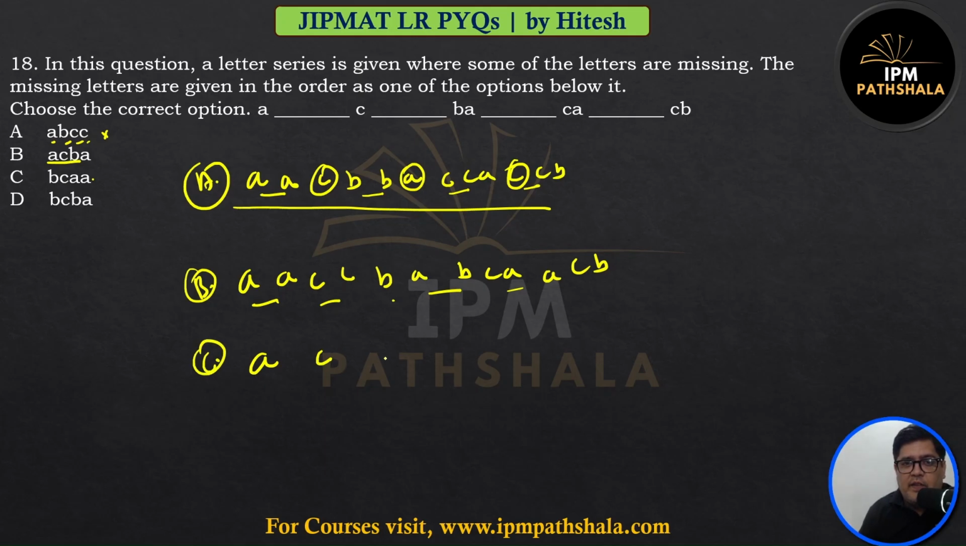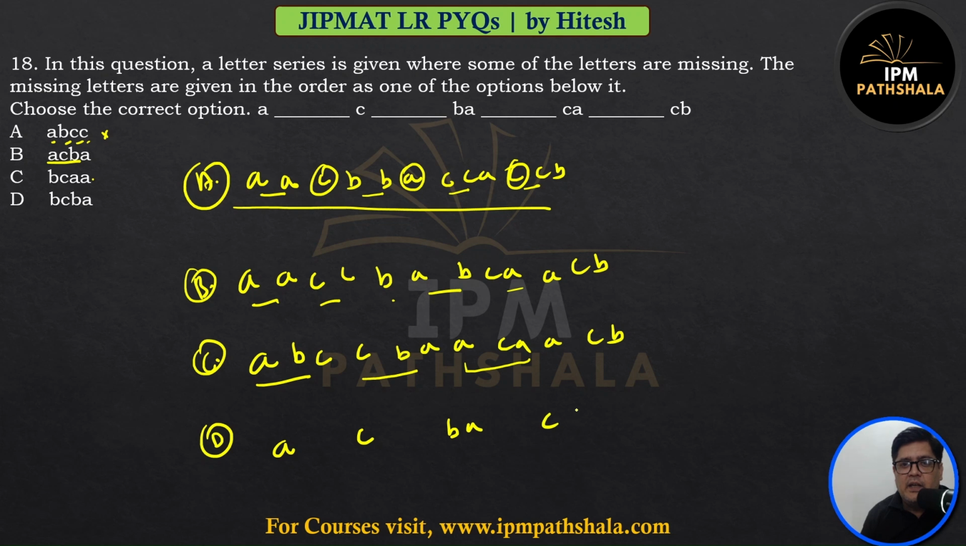A, C, B, A, C, A, C, B, B, C, A, A. I see there is A, B, C. I see there is C, B, A. Now there should have been A, B, C or B, C, A here. Let us check option D. A, C, B, A, C, A, C, B.